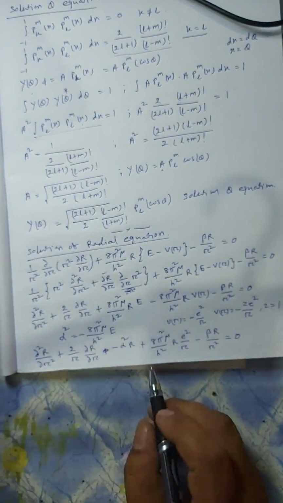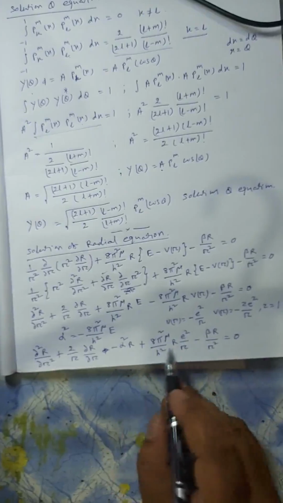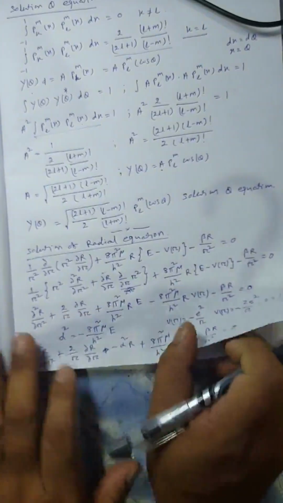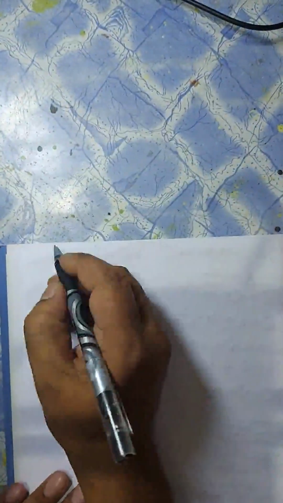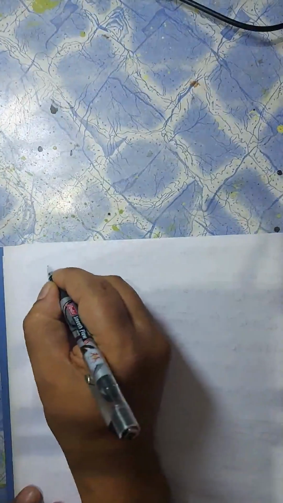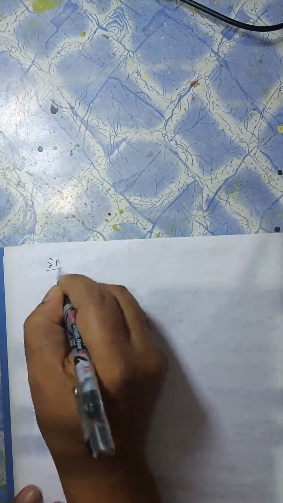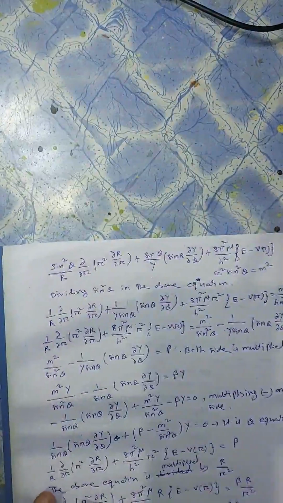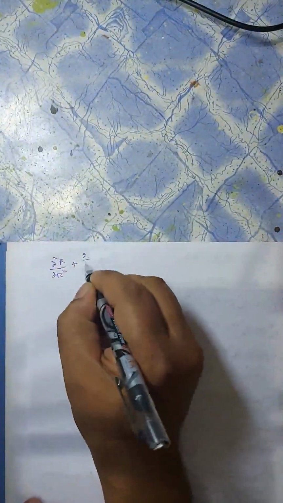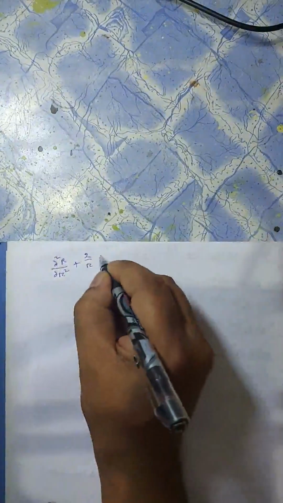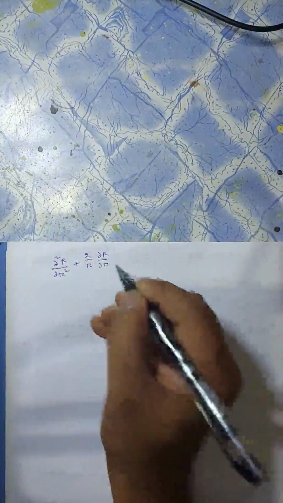Then what happens? We take R common from these three. We take the R common. On the next page I have to write it this way: ∂²R/∂r² plus 2/r ∂R/∂r.